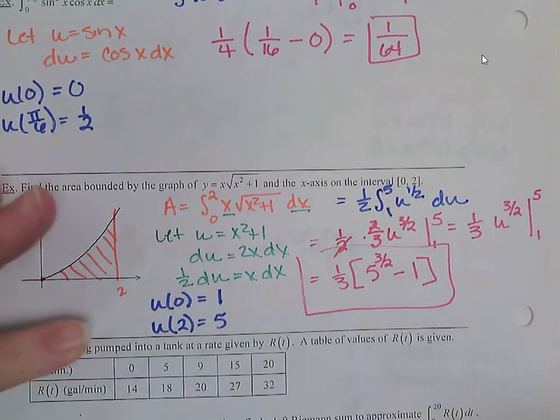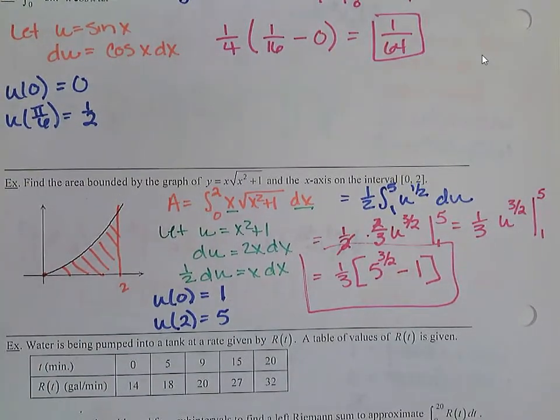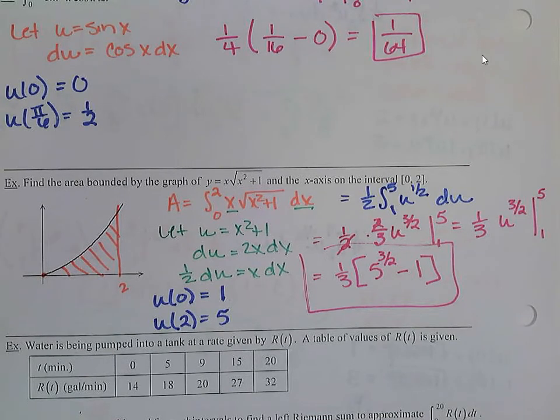Done. Unless I need to simplify that for some reason to match a multiple choice question, or if I need to get a decimal approximation. If I have a calculator, I could do that. Otherwise, I just leave it that way. Any questions about that one?